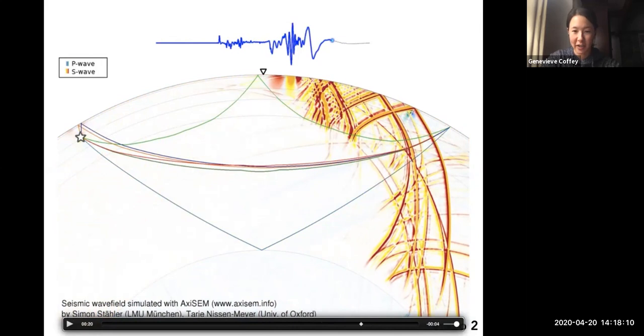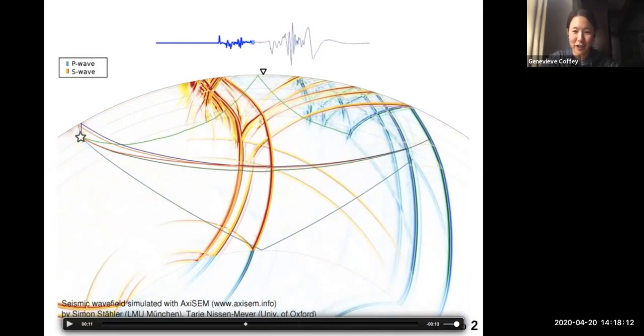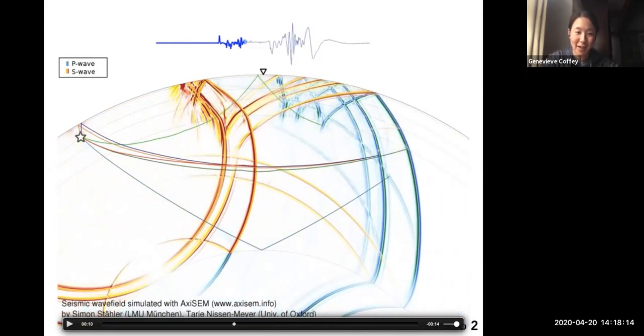Just to rewind a little bit. You can see that a seismic trace isn't simple. The waves are diffracted and reflected as they encounter different materials and boundaries in the Earth. That's what leads to this long, spiky, drawn out seismogram we get, shown above.